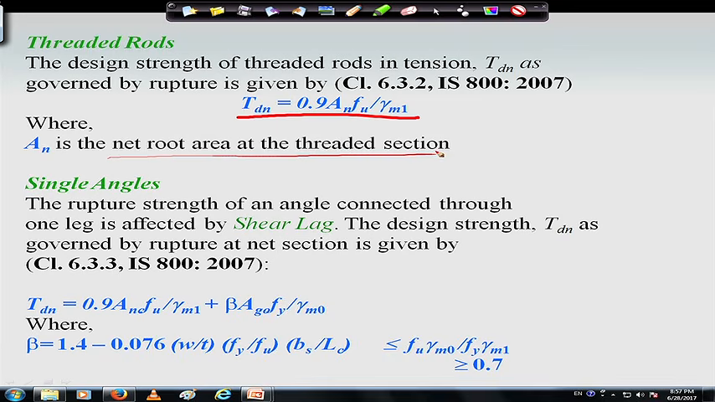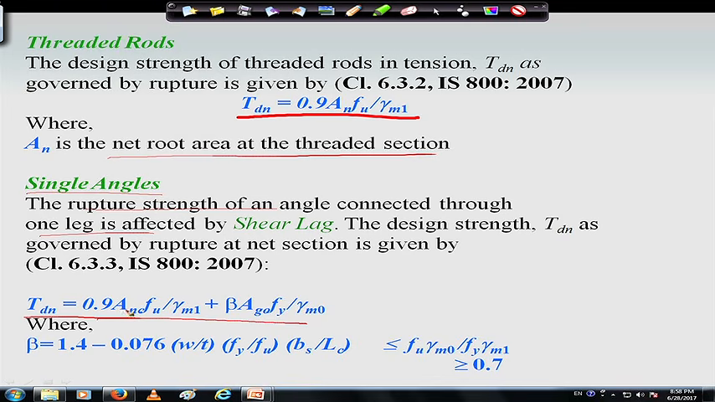And if we have a single angle connection, meaning the angle is connected with a plate, then the rupture strength of that angle which is connected through one leg can be found from this, because if it is connected through one leg, then the shear lag effect will come into the picture. So, that has to be taken care of.